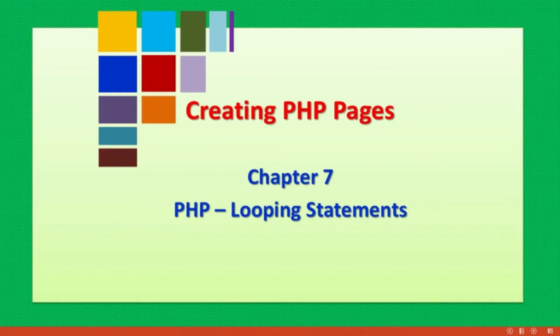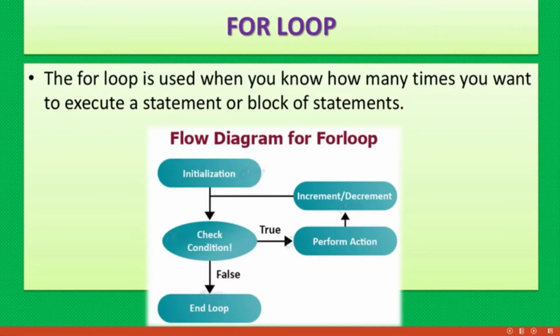Chapter 7 PHP Looping Statements. In the previous session, we learned the introduction to loops. We also learned the different parts, the three parts of a loop, isn't it? Initialization, condition, and increment, and the working principle of any loop. In this session, we will learn about the first type of loop in PHP, and it is for loop.